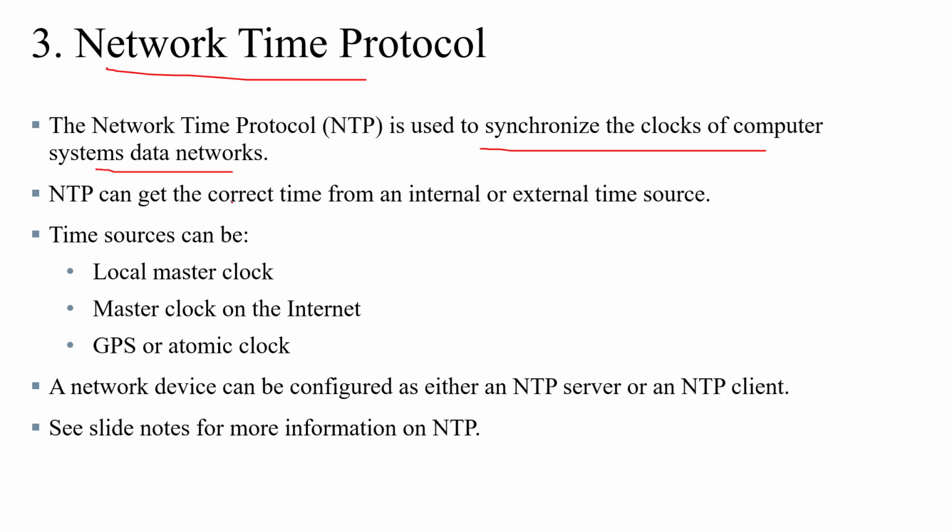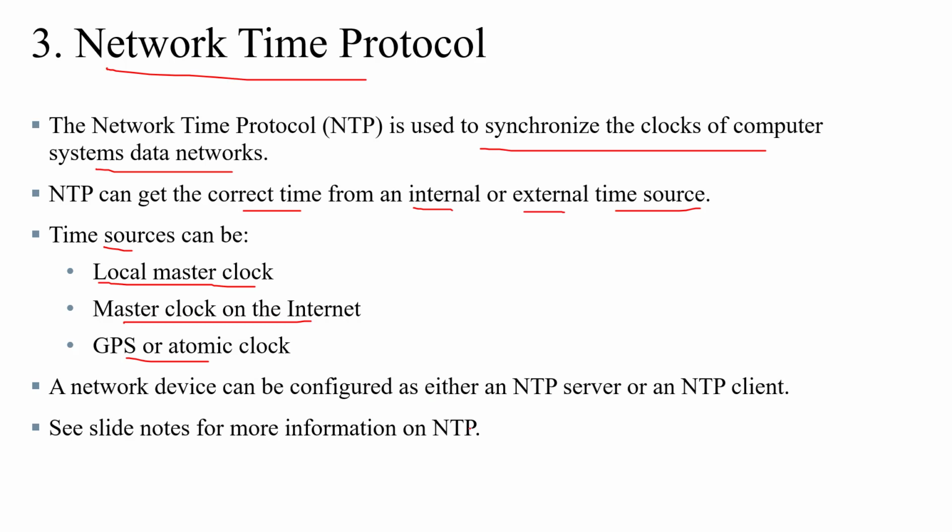Now, NTP can get the correct time from an internal or external time source. It can get the time from anywhere. From external means from the internet, or internally you can configure the time. The time sources can be a local master clock, a master clock on the internet, or GPS. Anywhere you can fix this, and automatically it will update the time.